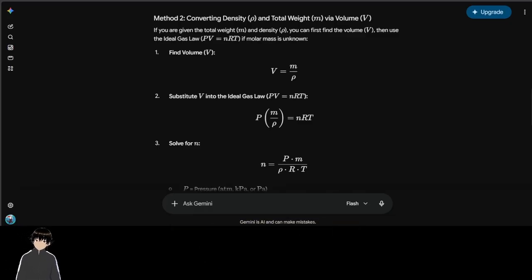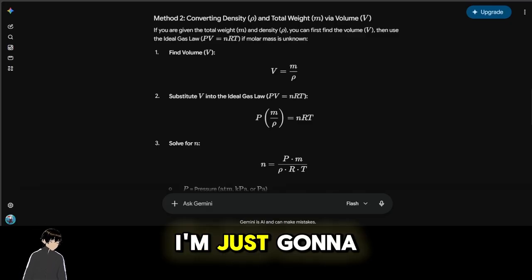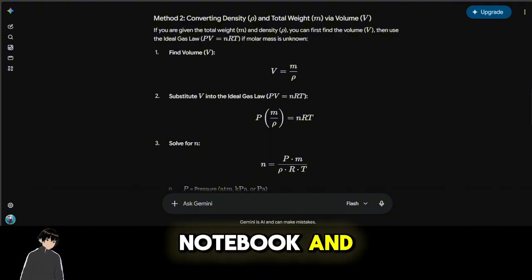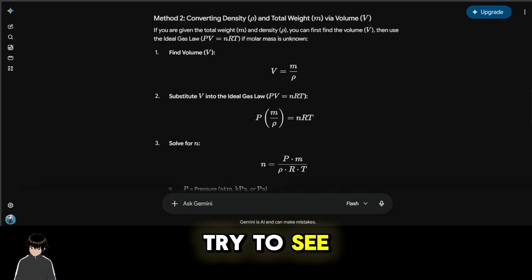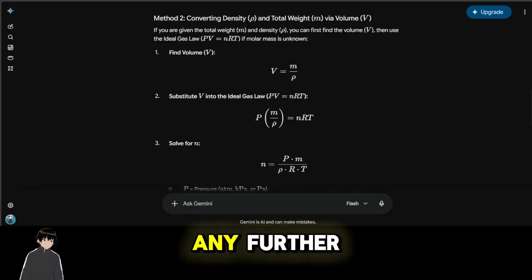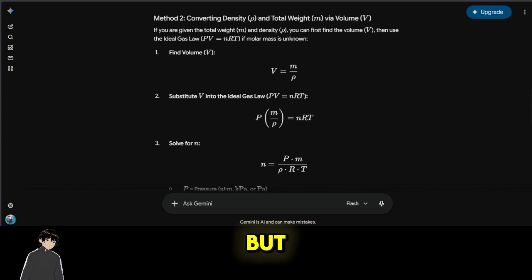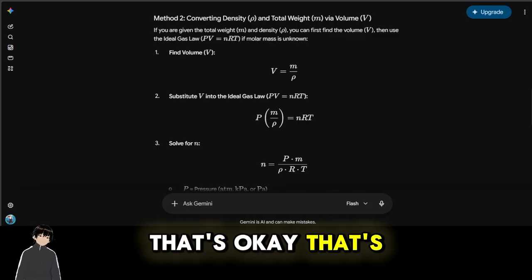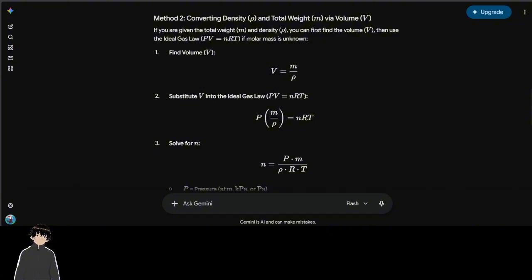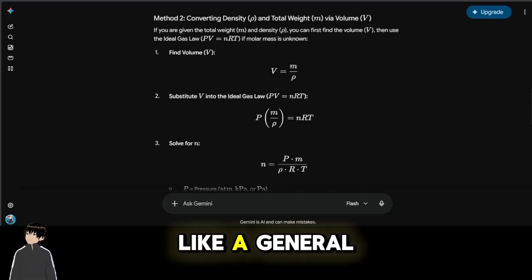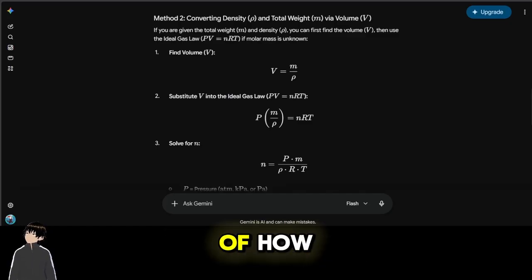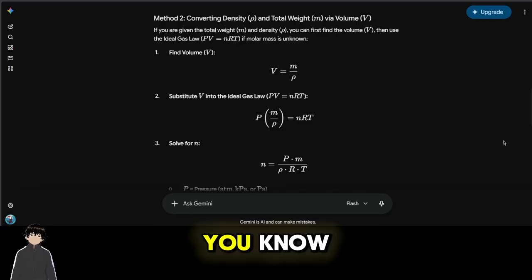I'm just going to go get my notebook and try to see if I can expand on this any further. But never mind, I think that's okay. That's good, as long as I got a general idea of how this works.